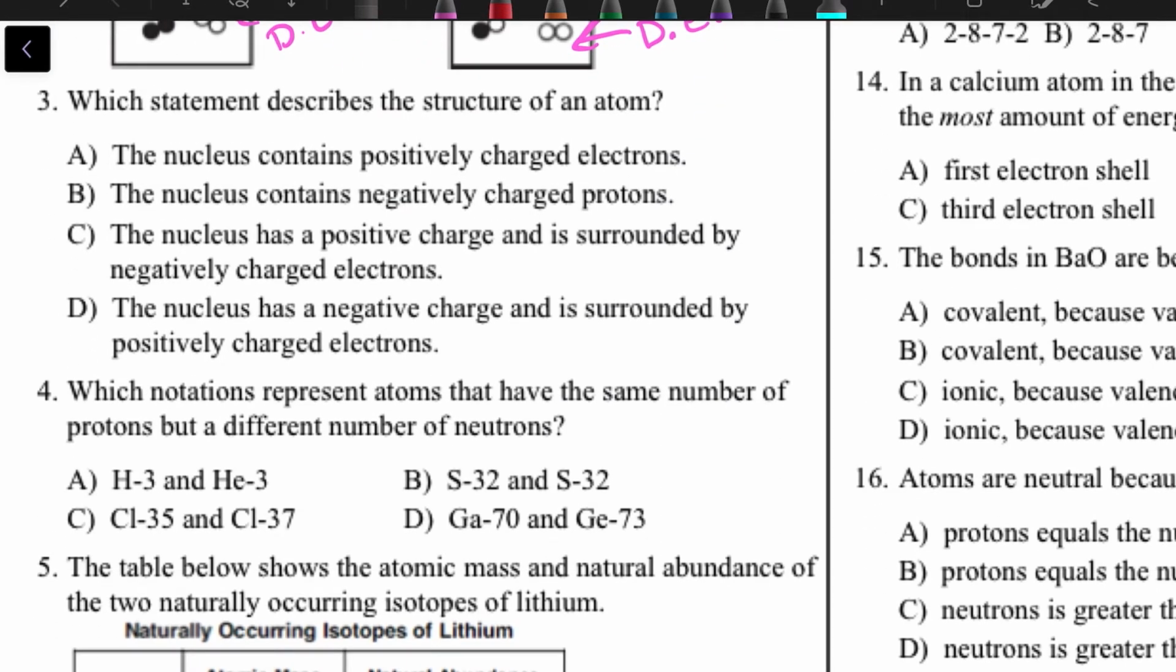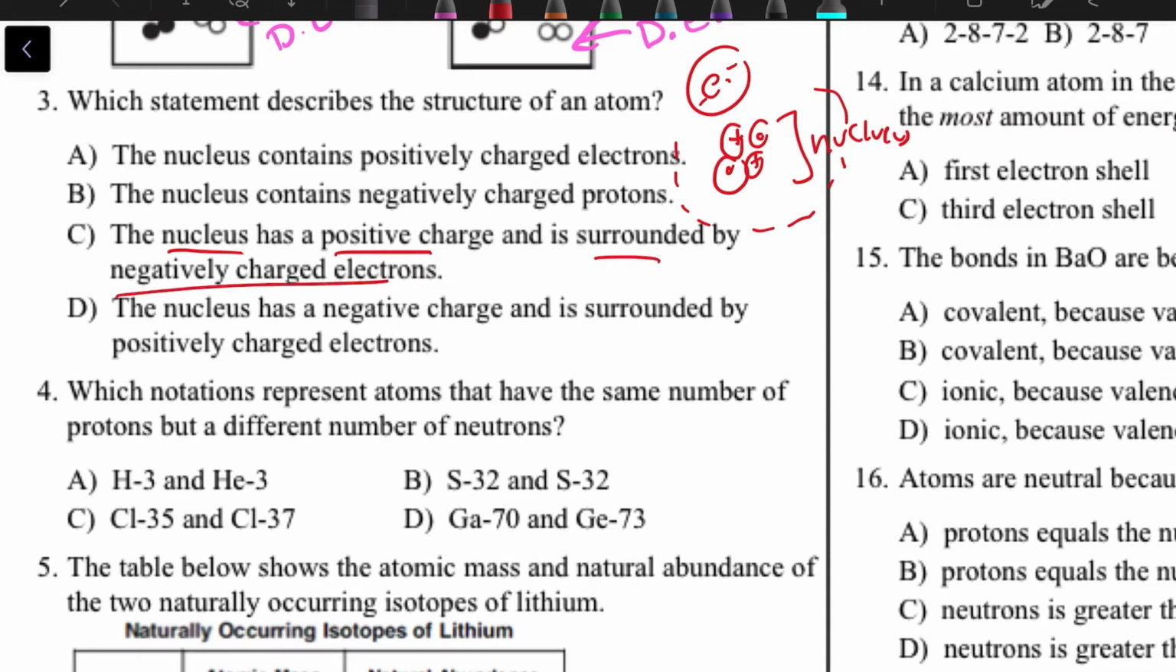Question 3, which statement describes the structure of an atom? At this point, you need to know what an atom looks like. You have protons and neutrons inside of your nucleus. Protons are positive, neutrons are neutral, so the overall charge of a nucleus is going to be positive. And then you have your electrons floating around outside. Electrons are negative. So we have a positive nucleus surrounded by negative electrons.